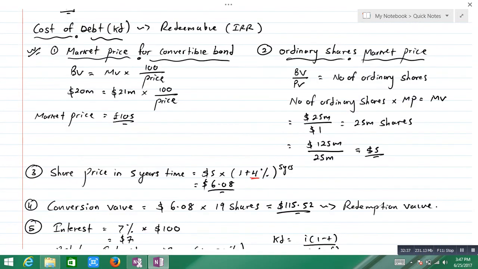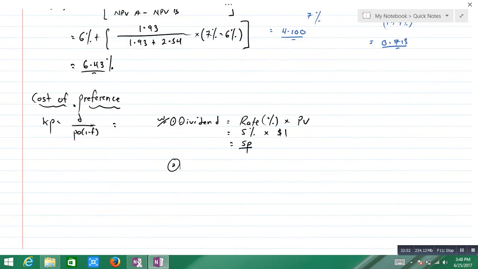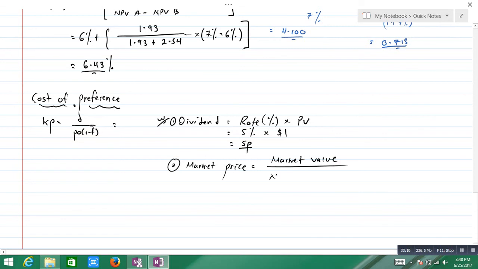So what I'm going to do here is straight away put the formula in here. Market price, market value divided by number of preference shares, is actually the same as how we find the number of ordinary shares, just that the name is different now, but the same formula. So the market value for preference shares is going to be 6.25 million.